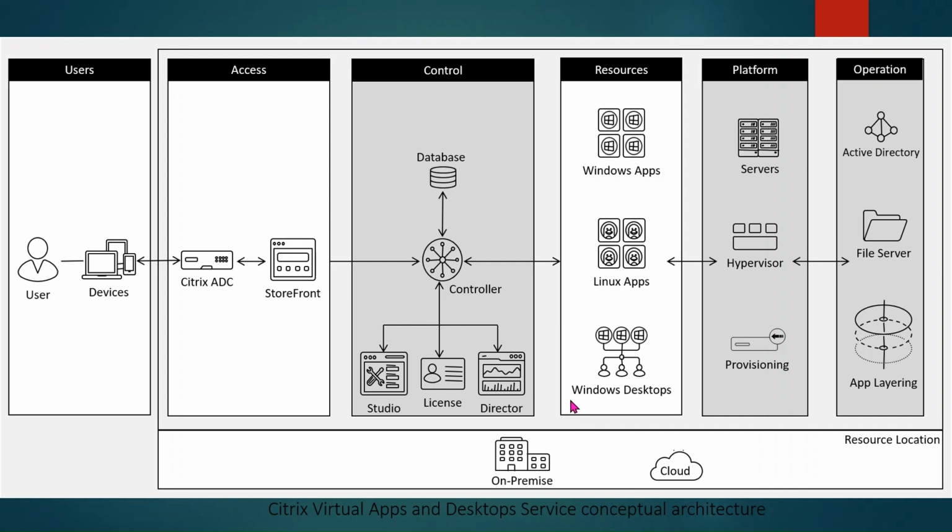The last one is the operation layer, which is officially not a layer in the Citrix architecture, but it's one of the important layers. Let's talk about the operation layer. This layer covers everything related to the administrative and operational side of Citrix. Some of the components are Active Directory. What kind of Active Directory are you using? Are you using Azure AD or on-premise AD? Your file server: how are you managing your file server? Are you using specific file shares or network drives? How are you delivering those to your users?